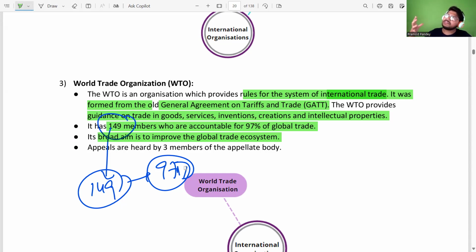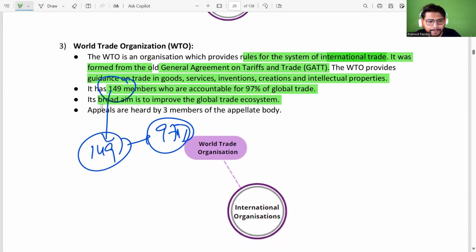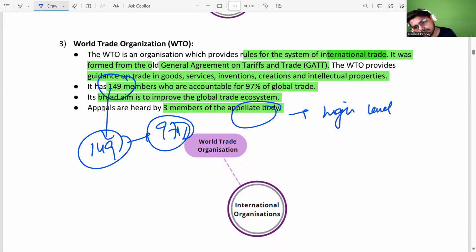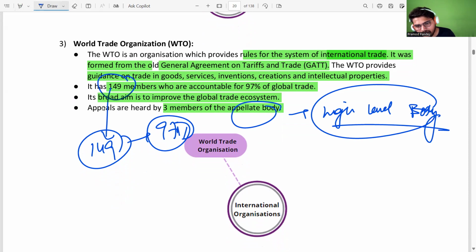The World Trade Organization is basically the highest authority that we have for the management and regulation of trade. But again, a sub body of the United Nations. Okay. Appeals are heard by 3 members of the appellate body. The appellate body is basically supposed to be the higher level body. Okay. And when you are making an appeal from one place to a higher one, this is known as an appellate body. Okay. This one.